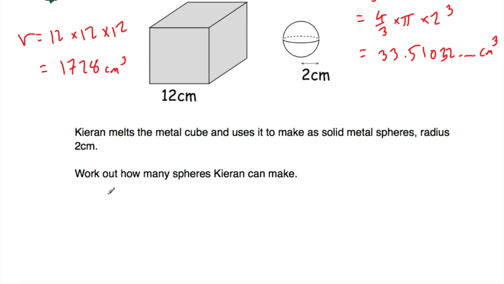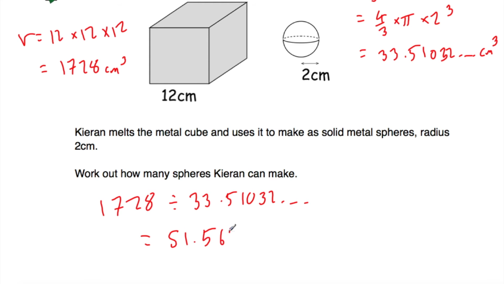So let's take 1,728 and let's divide that by 33.51032 and so on, and see what we get. So on my calculator, 1,728 divided by answer is equal to 51.566201 and so on. So he can make 51.566201 and so on spheres with the metal. Now obviously if he says how many spheres can he make, well he can't make 52, he can make 51 complete spheres. So the answer here will be 51, and that's it.